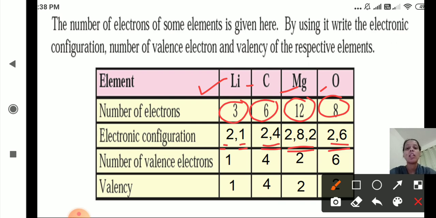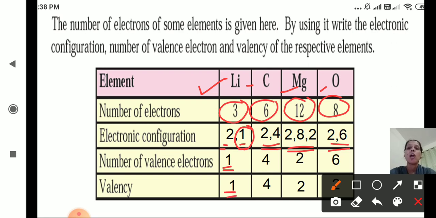Now after writing the electronic configuration, we can find out the valency and the number of valence electrons. In lithium, the number of valence electrons is 1, right? Why? Because we look at the outermost shell. How many electrons are present in the outermost shell? 1 electron. So the number of valence electrons is 1 and the valency is also 1.